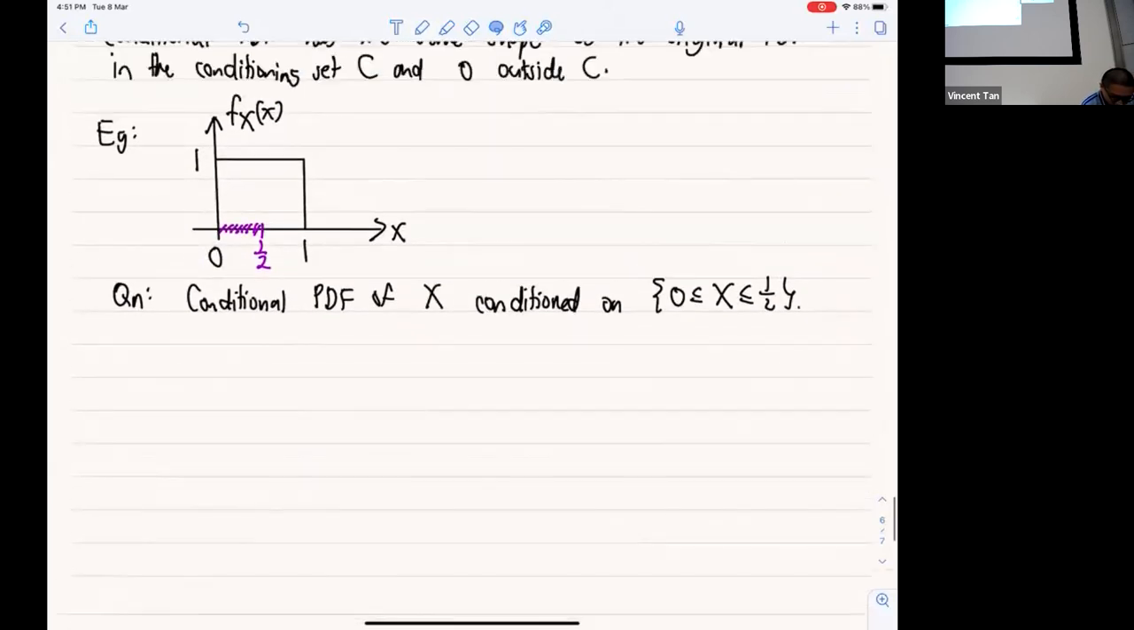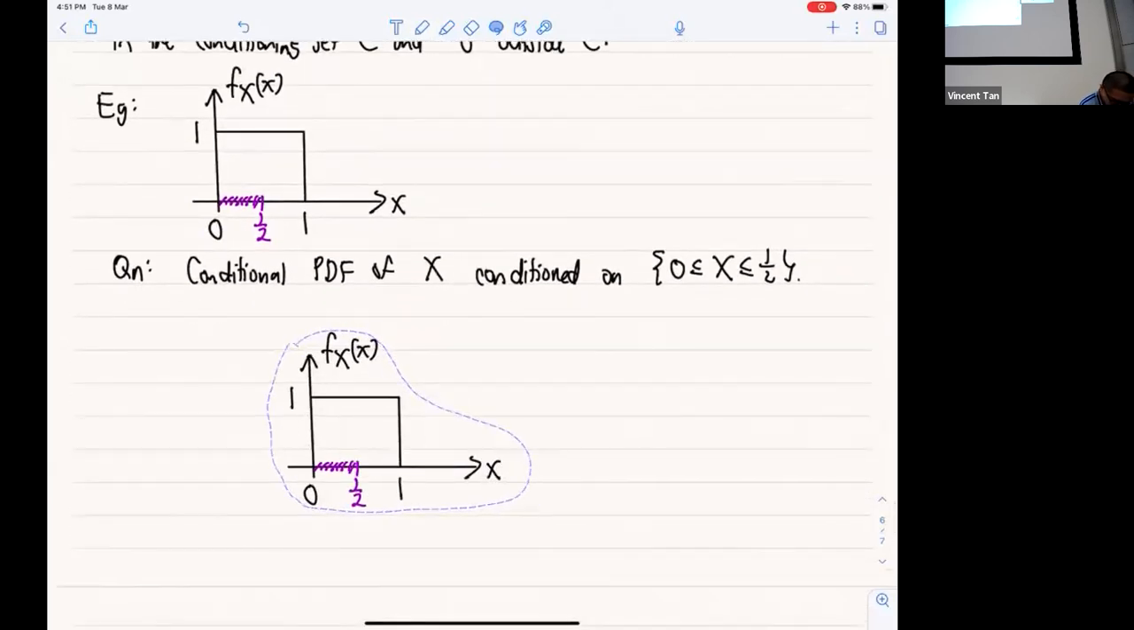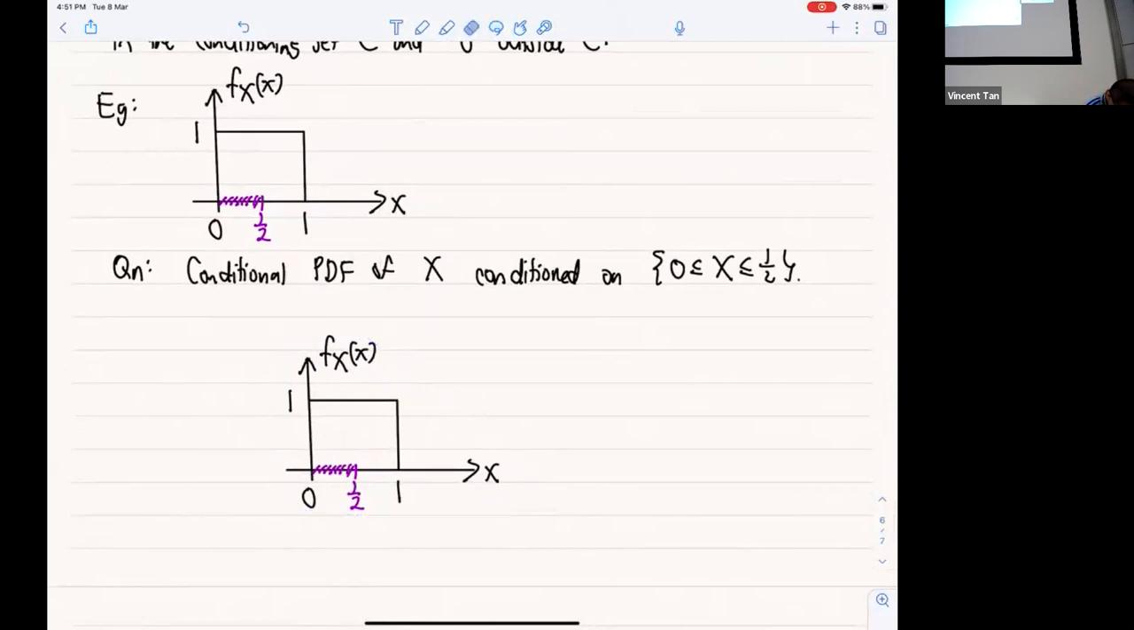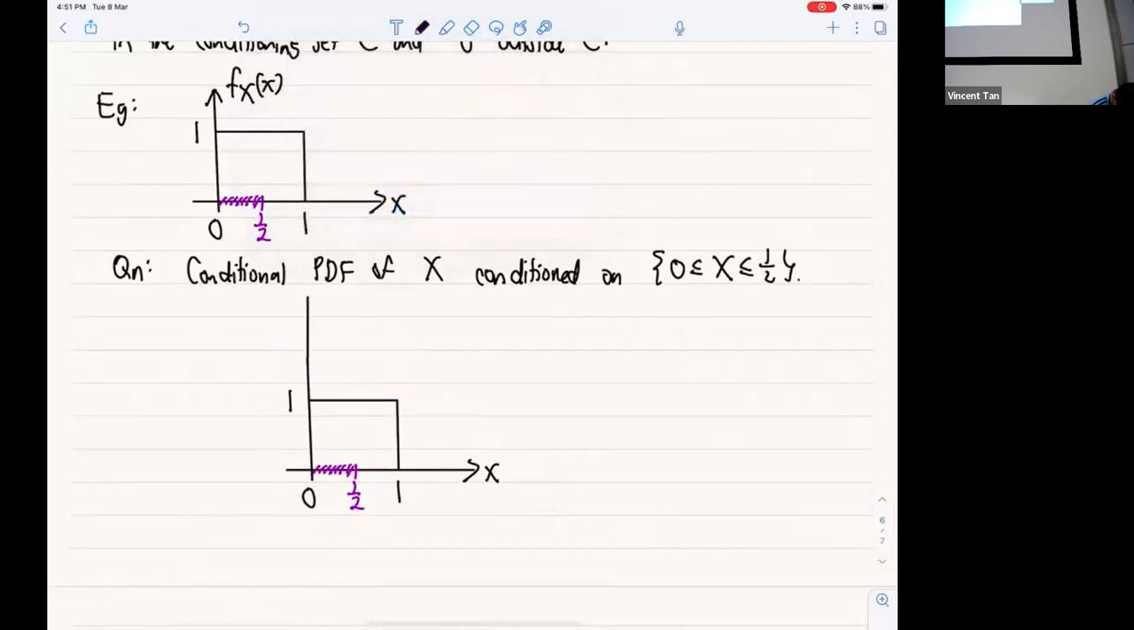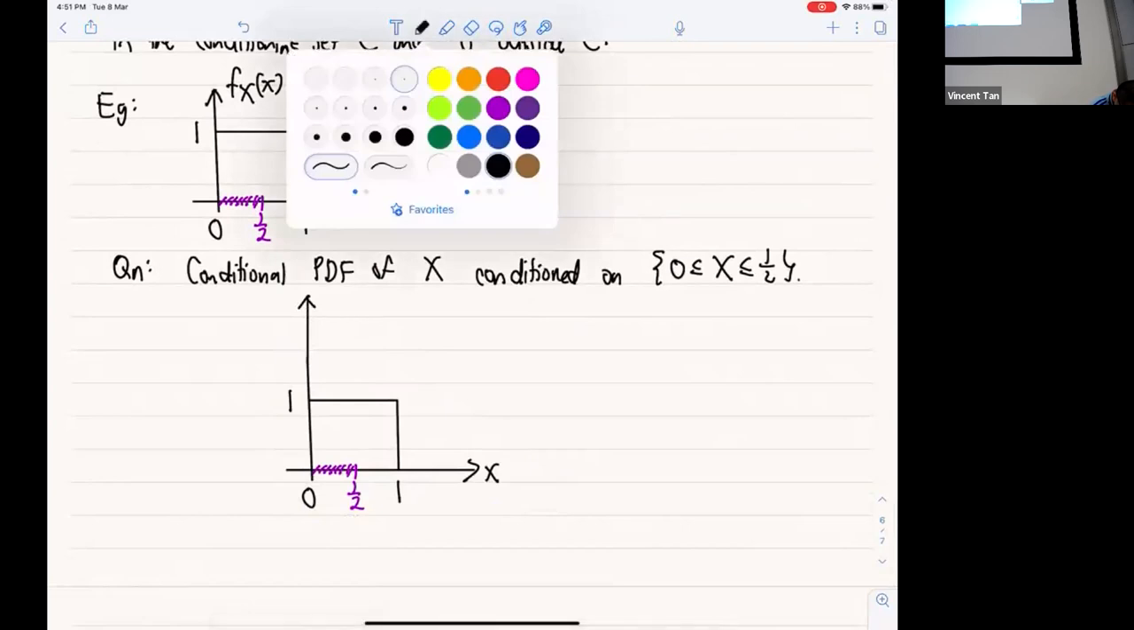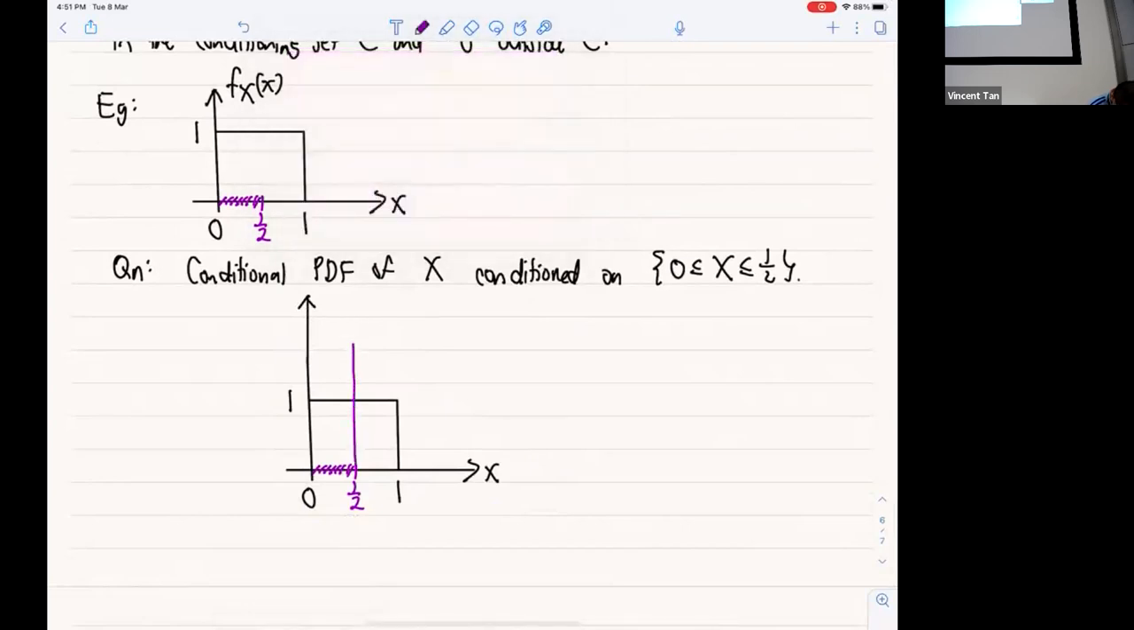Okay, so now, in fact, we can just do the following. This is our original density. Our new density looks like this. It will still be uniform on 0 to half, except that it will be much taller. It will be 2 times as tall. So this is our density f of x given what David told us, that x is between 0 and half. Here I'm writing in the interval format of x.